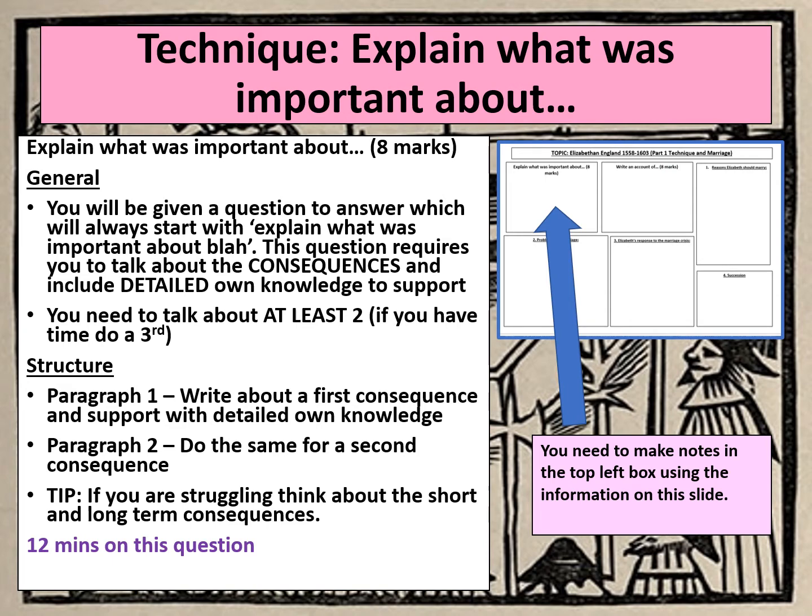So a first impact of whatever it is you're talking about. So a first impact of Elizabeth's decisions regarding marriage, or a first impact of the Essex Rebellion, and lots of detailed knowledge about that. Then your second paragraph would just be a repeat of a second one. If you're struggling to think about what you could be writing about, you could divide it into short and long-term consequences. And that's always a nice way to divide this question up. It's very similar to the question that you answer on Nazi Germany as well.